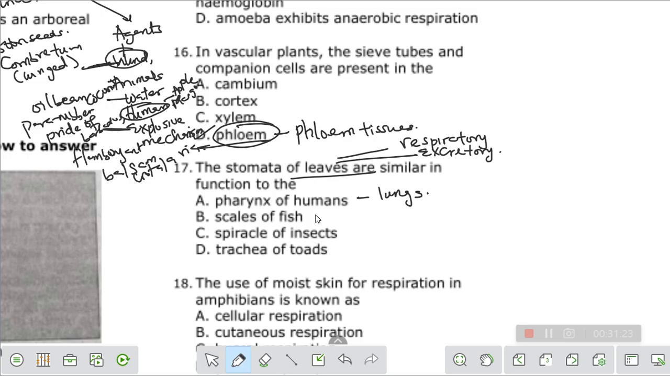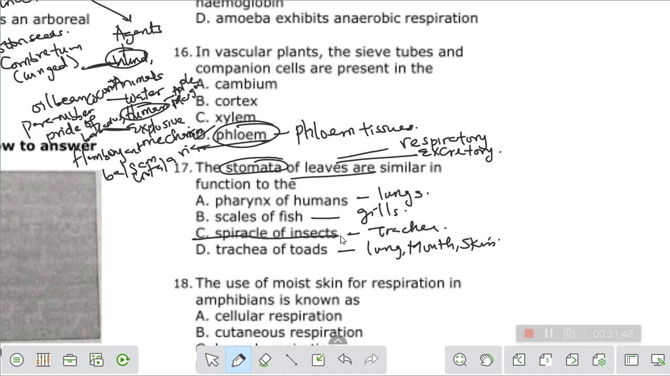I told you spiracle is not the respiratory organ in insects, but just an opening in the body, in the thorax of the insects. So stomata is an opening, spiracle also is an opening. So both of them go together. Although stomata of leaves can be used for respiration, right? So stomata of leaves now will function similar to the spiracle, because spiracle is also an opening.